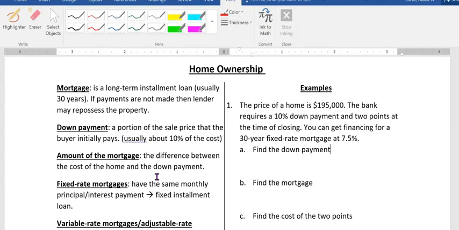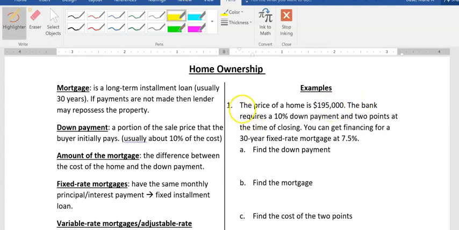us the price of a home is $195,000. The bank requires a 10% down payment and 2 points at the time of closing. You can get financing for a 30-year fixed-rate mortgage at 7.5%. So the first question here says, find the amount of the down payment.